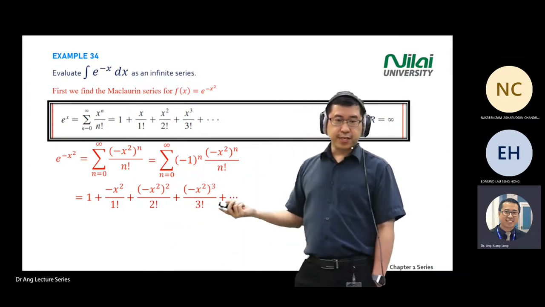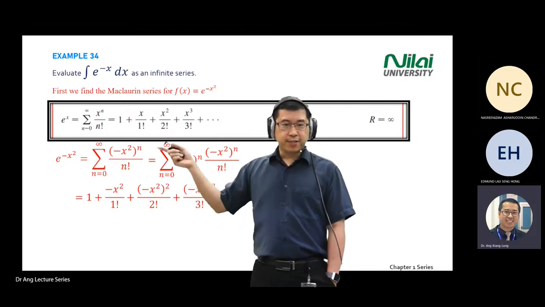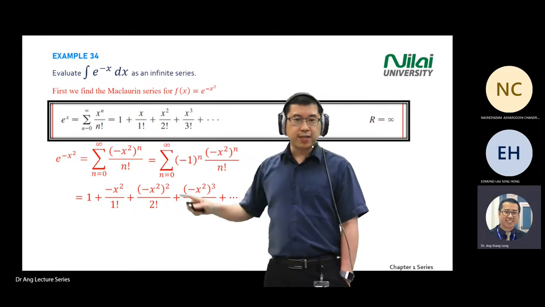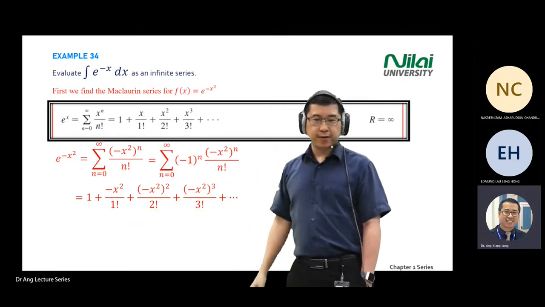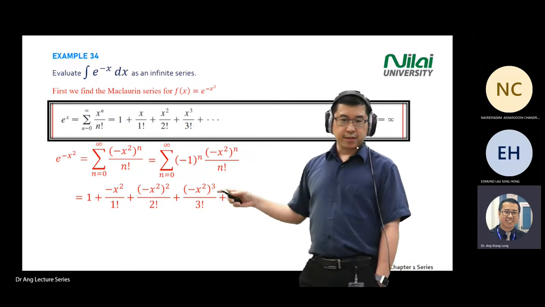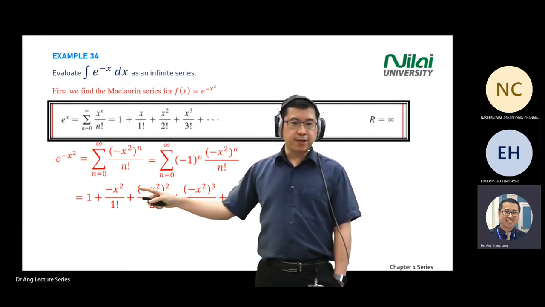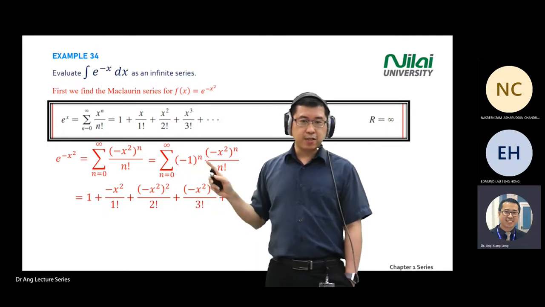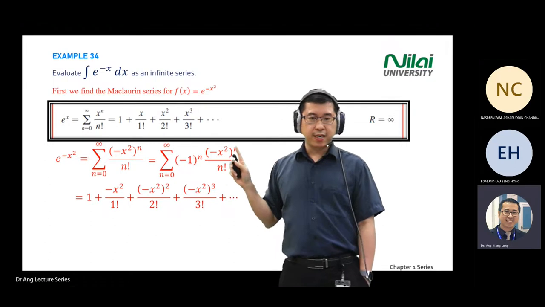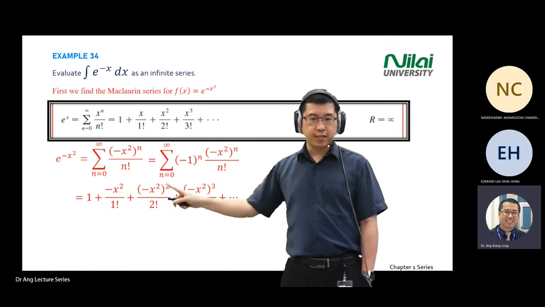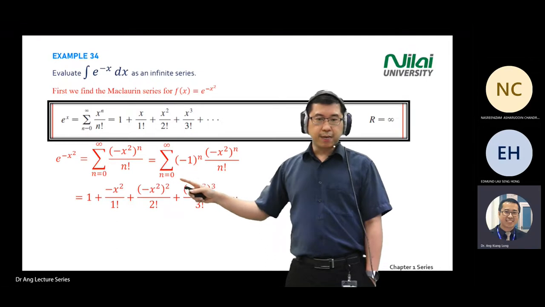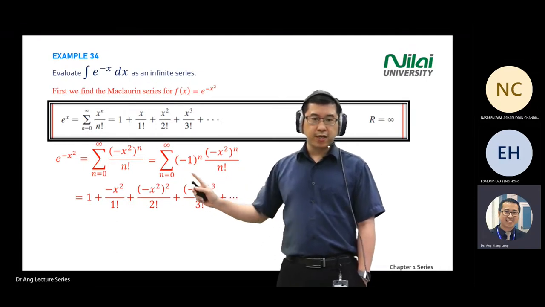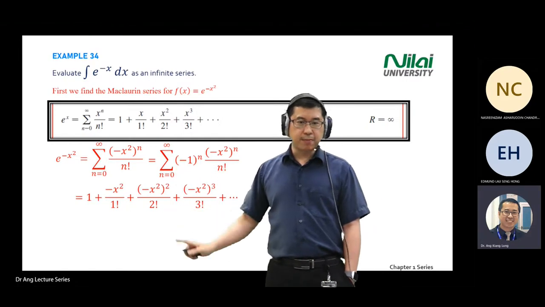The first number in a power series, Maclaurin series or Taylor series, you always get 1. Then the second one, you replace with n equal 1. So go here, n equal 1, do the calculation, you get the second one. The third number, n equal 2. Replace n equal 2 here, do the calculation, you get the third number.